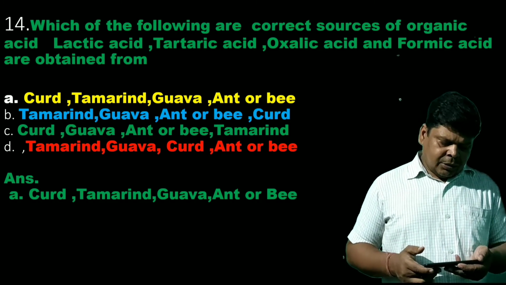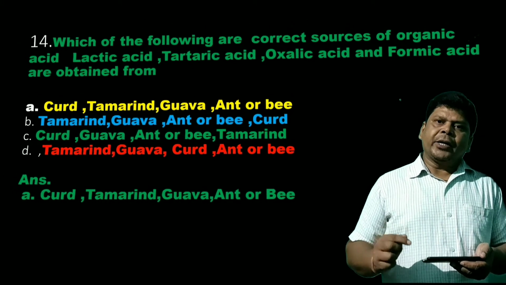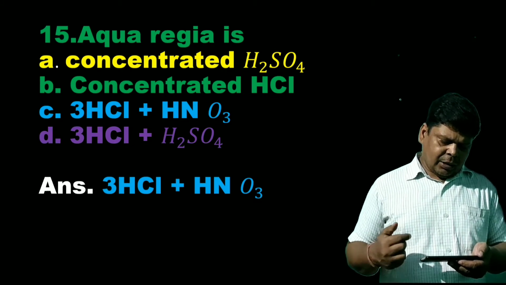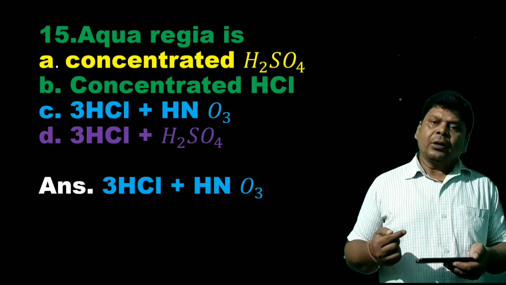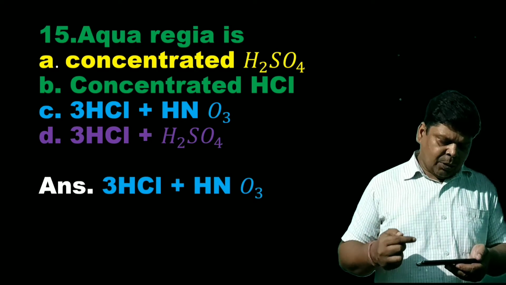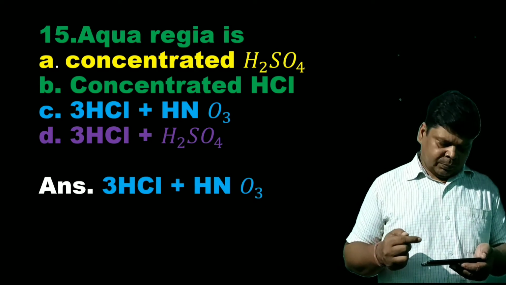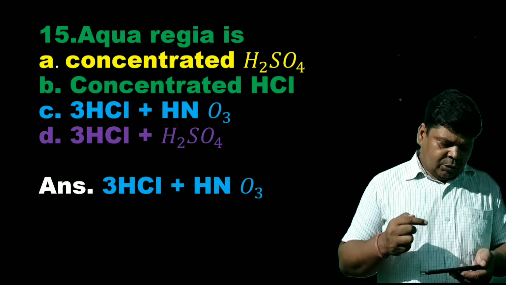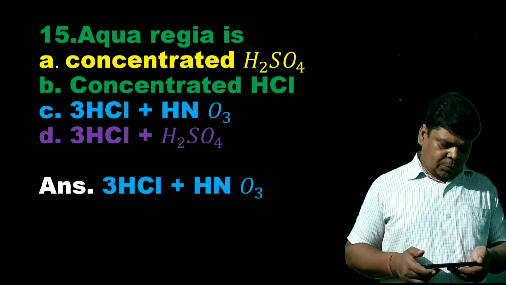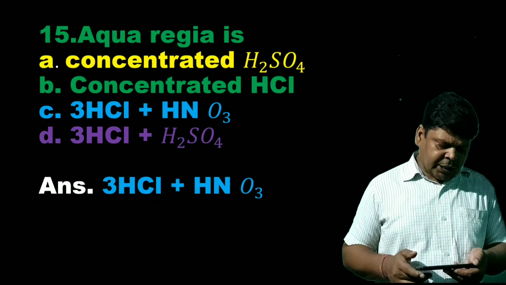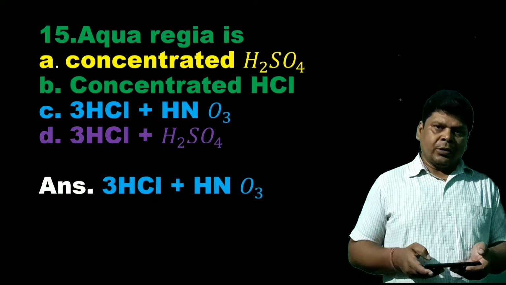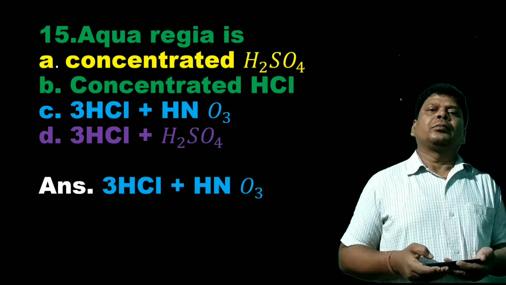Next is, aqua regia. A is concentrated H2SO4 and concentrated HCl. C is 3 parts HCl plus 1 part HNO3. D, 3HCl plus H2SO4. C is the correct answer. Aqua regia is 3 parts of HCl and 1 part of HNO3. This is the correct answer.